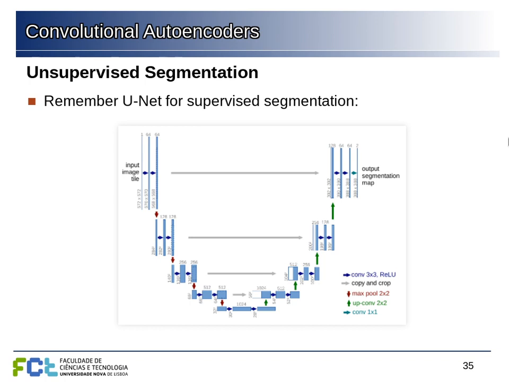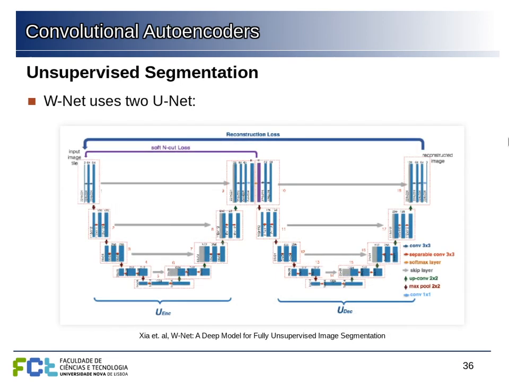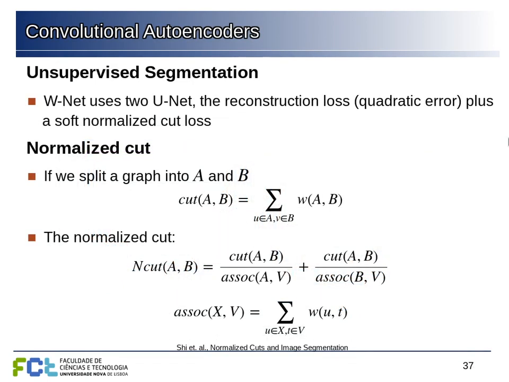But we can do something similar to this, unsupervised, by using an architecture that looks more like an autoencoder. This is called a WNet, so it's basically two UNets architectures. We have the original image, then we have an encoding here, and then we have the original image again. So this would be the encoder and the decoder. But we are training this part here, this encoding, by adding this normalized cut as a regularization term.